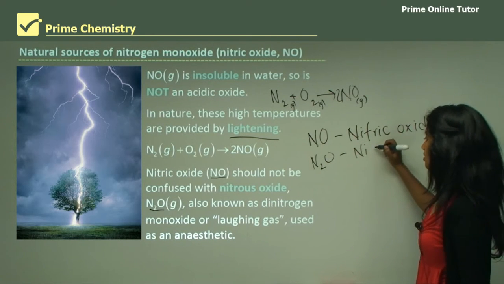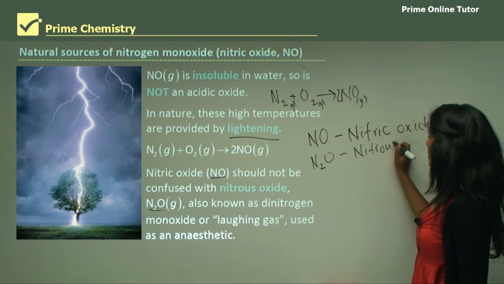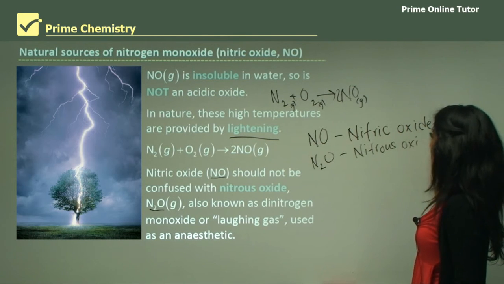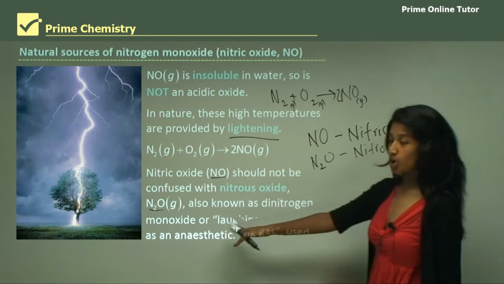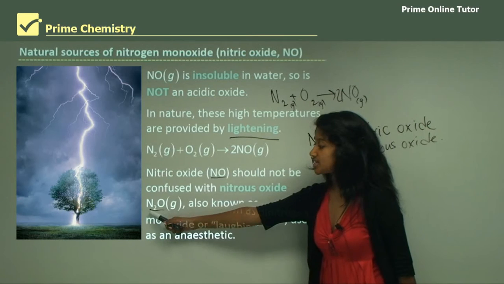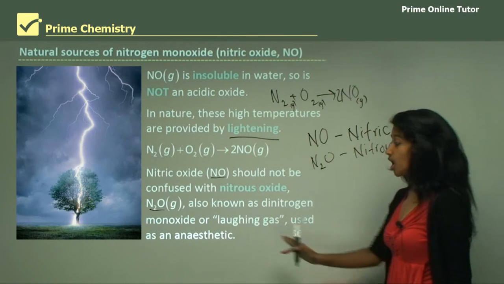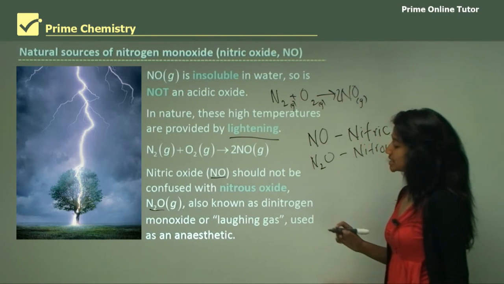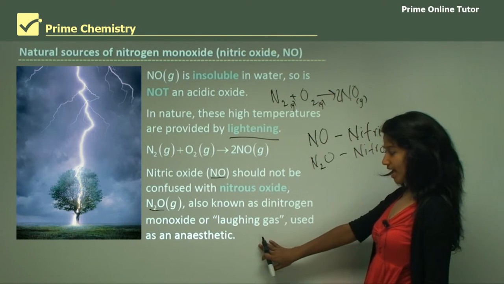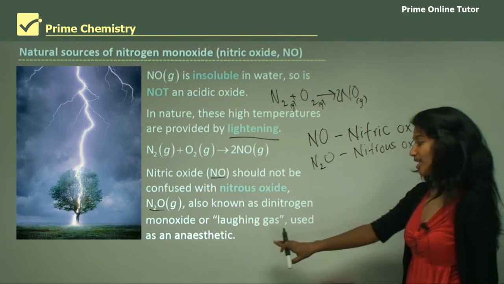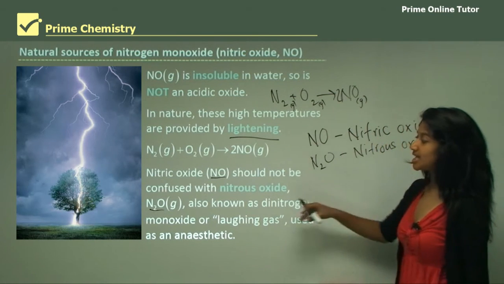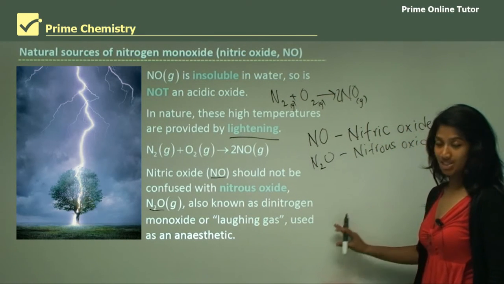Now nitrous oxide can also be said as dinitrogen monoxide. If you see there's two nitrogens and one oxygen, so it's dinitrogen monoxide. And it is commonly known as laughing gas and used mainly for anesthetics. So you can see the different uses of nitrous oxide in here.